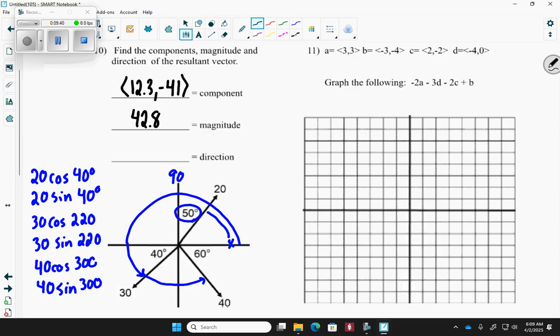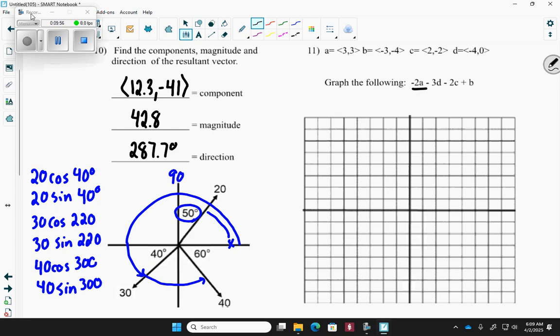So when you do the components, add them all up, you should get all that, and then you should get these for your magnitude as well as your direction. All right. So next question is graphing the following. Remember you always start at the origin.